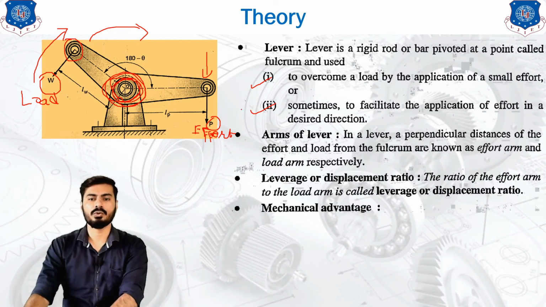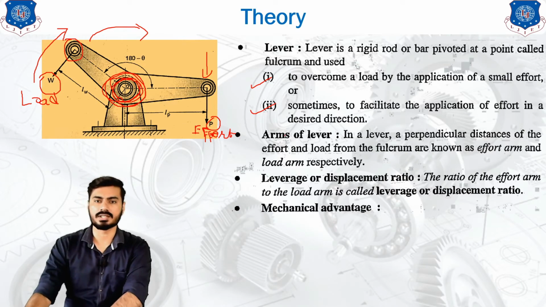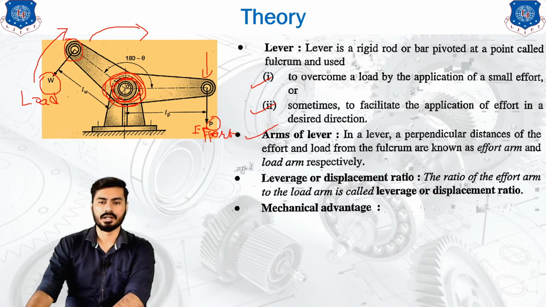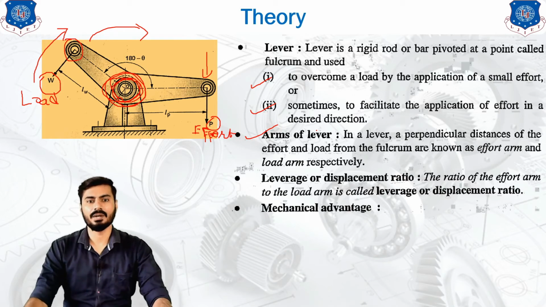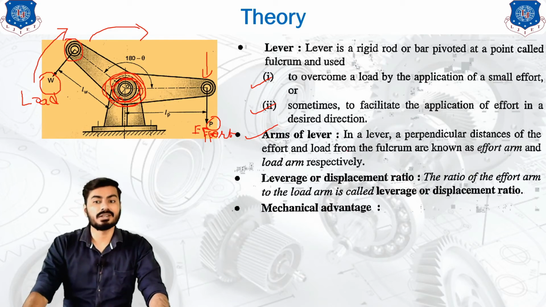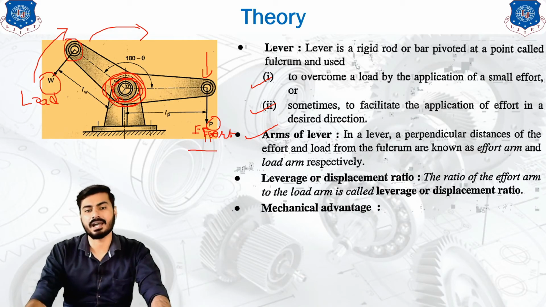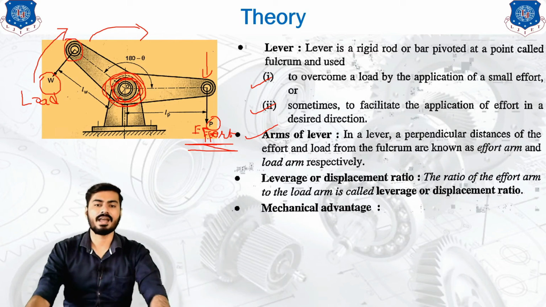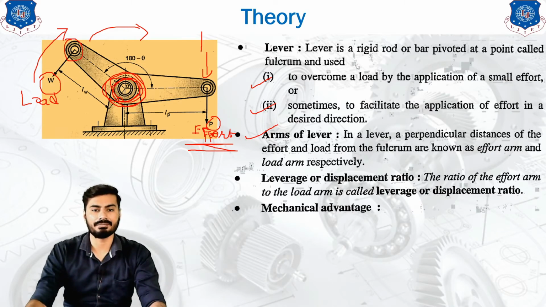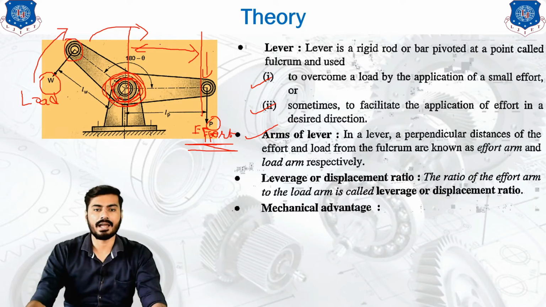Now we will see a few definitions based on this terminology. First we will see the arms of the lever. What are the arms of the lever? In a lever, the perpendicular distances of the effort and the load from the fulcrum are known as the effort arm and the load arm respectively. First of all, where is the effort? This is our effort, and the perpendicular distance from the effort to the fulcrum, this much distance, is known as the effort arm.